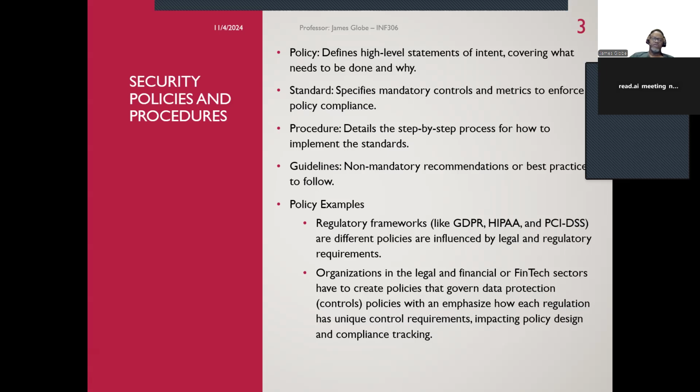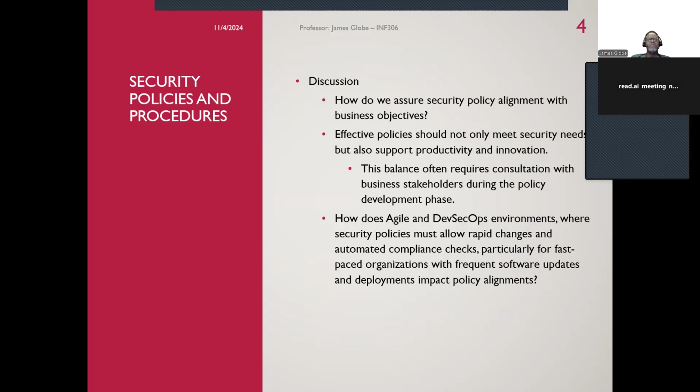And so that's very true that the medical industry may have different controls and requirements than the financial industry, whether the data is at rest, the data is being processed, or the data is being transferred. Those are just general categories of where you would apply controls, and depending on the regulatory environment, the controls or requirements may be different. So a quick discussion among yourselves, and for the online course, the discussion would be: how do we assure security policy alignment with business objectives?